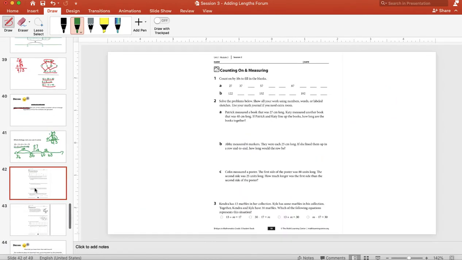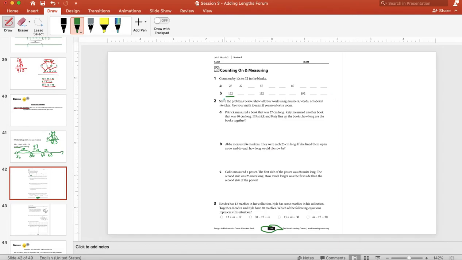Okay, let's look at our worksheets for today. So this is page 19 in your Bridges student book. It's called Counting On and Measuring. So for number 1, you are going to count on by tens to fill in the blanks. So 27, 37, blank, 57, blank, blank. You're going to fill that in, counting by tens. And then for B, you start at 122, and you are going to count by tens to fill in those blanks.